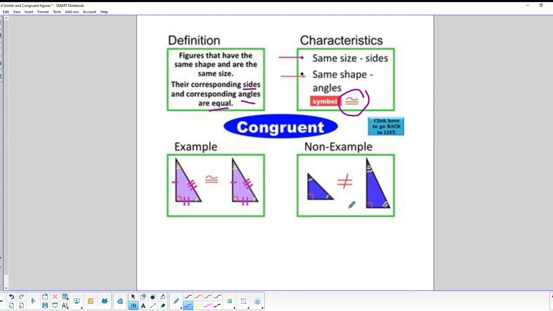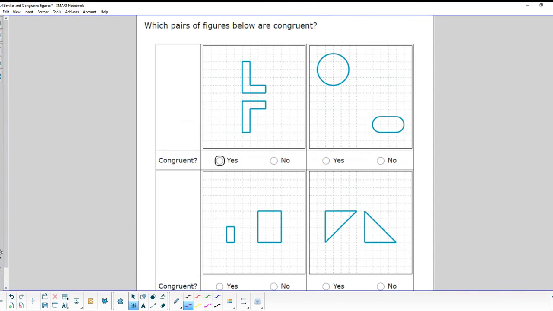However, if you look at these next 2 triangles, they are not congruent because the angles are marked differently, which means they're a different value than these 2 angles. So those are not congruent. Okay, so here's a sample problem. Which pairs of figures below are congruent?